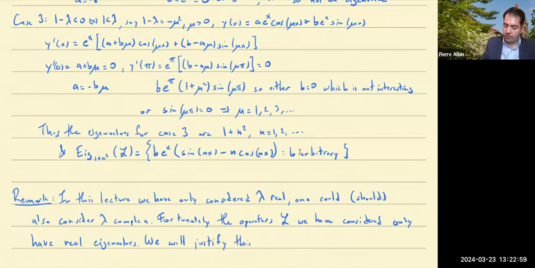We will justify this next time when we'll go over a very important theorem in this business known as the Sturm-Liouville theorem. Okay, and that'll be next time.